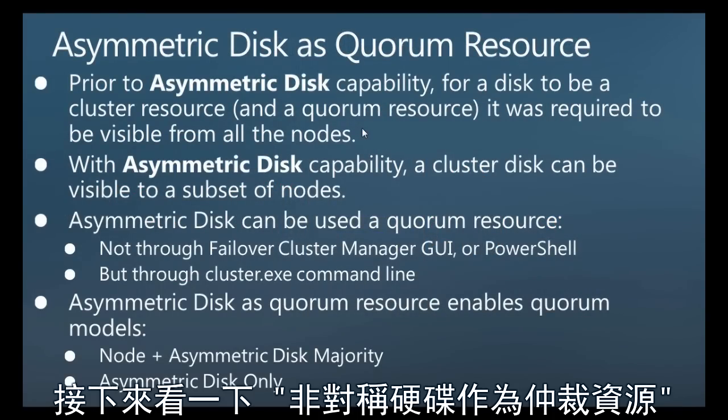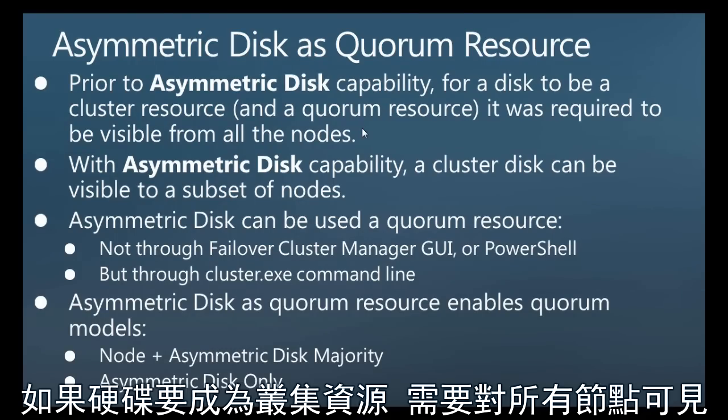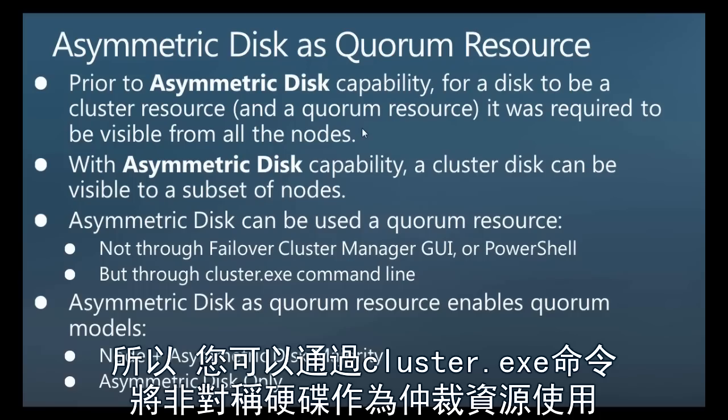Here comes asymmetric disk as a quorum resource. Prior to the asymmetric disk capability, for a disk to be a cluster resource, it was required to be visible to all the nodes. With asymmetric disk, now a cluster disk can be visible to a subset of nodes. So you can do this with the cluster.exe command as the quorum resource.